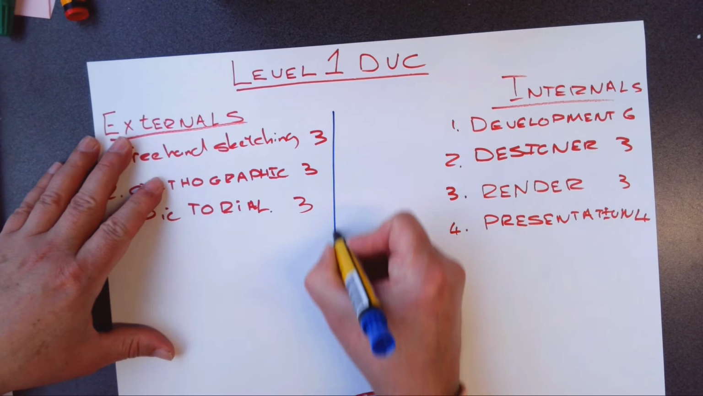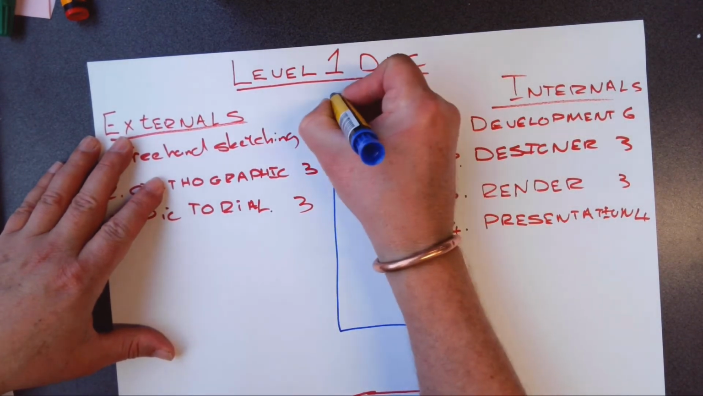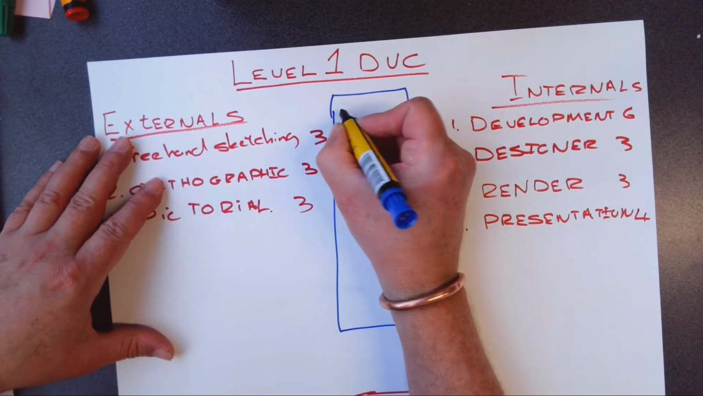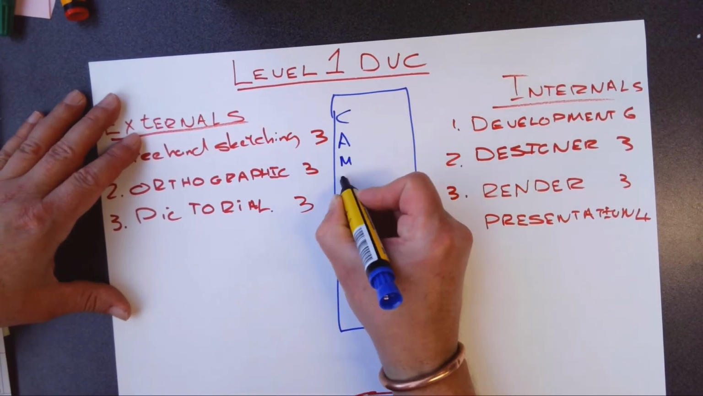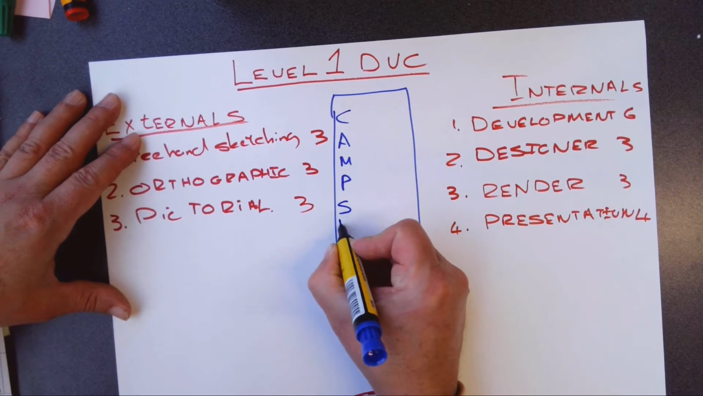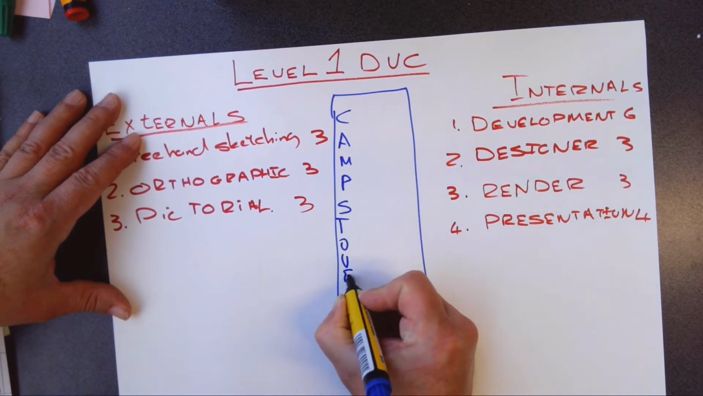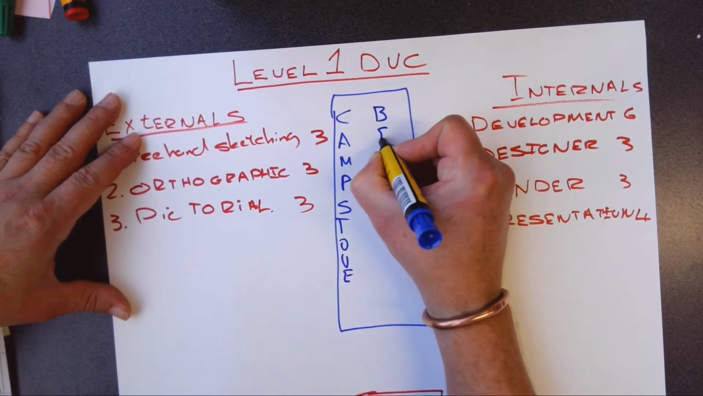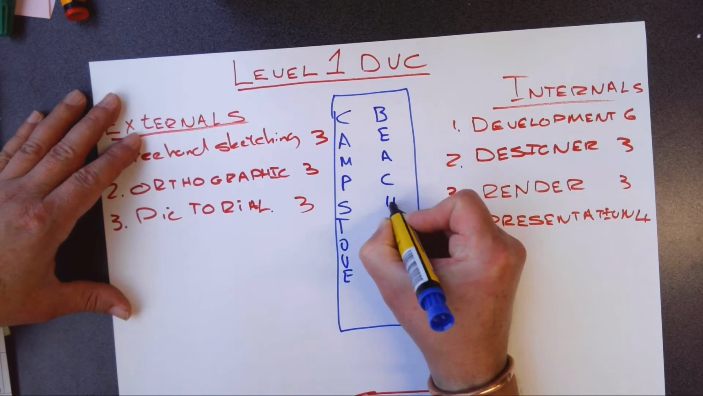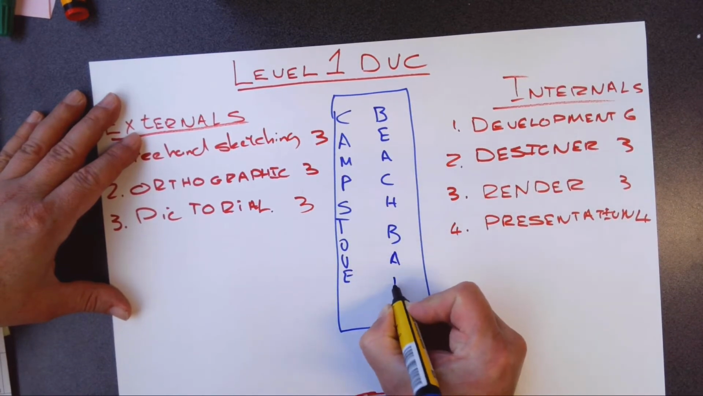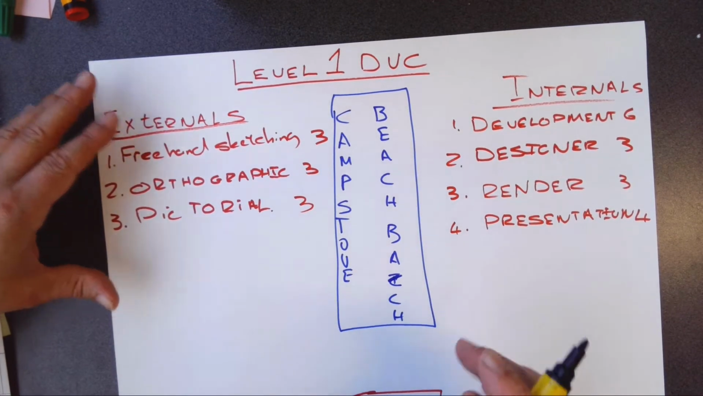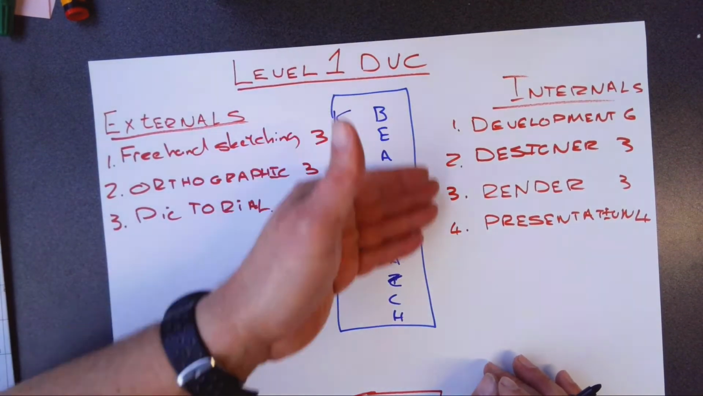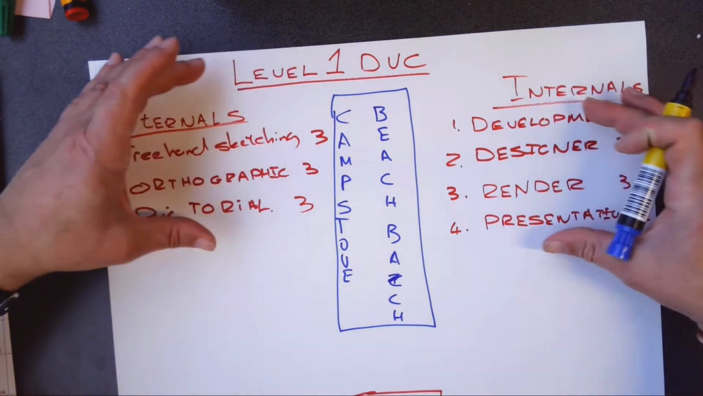So the blue will be the assignment. So the first one, we're going to design a little camp stove. And the second one is a little beach badge. Okay, so these 2 assignments will have enough to get all of this out.